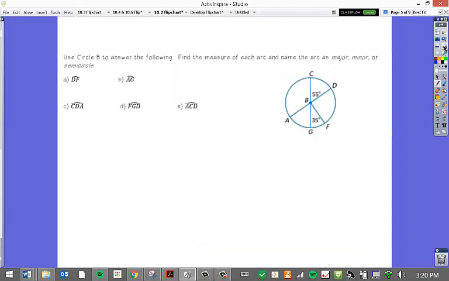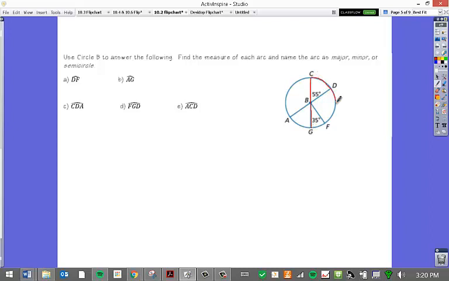All right, so if we look at this example, we're going to use circle B, and we're going to find all of these different arc measures. And we're going to determine if they're a major or a minor arc. So the first thing I'm going to do is I notice, okay, so this angle is 55 and this angle is 35. CG is a chord, and it passes through the center of the circle, so it's a diameter.